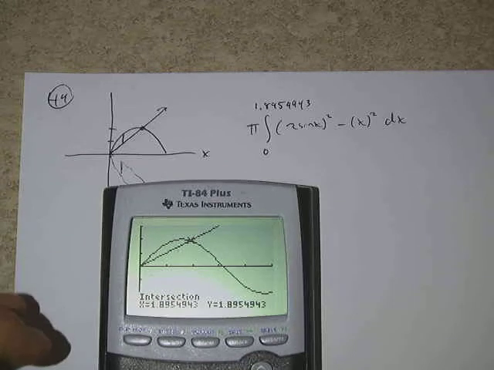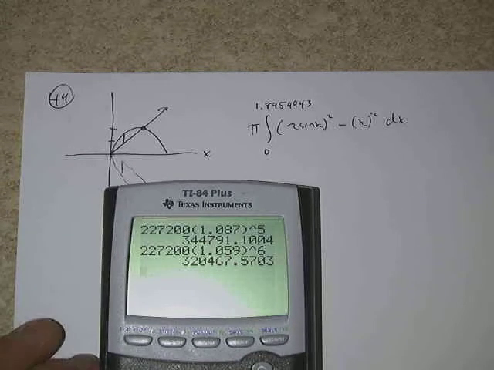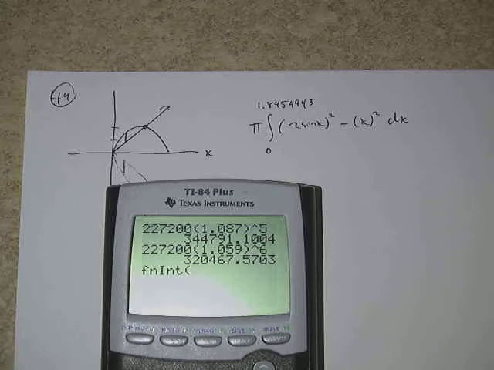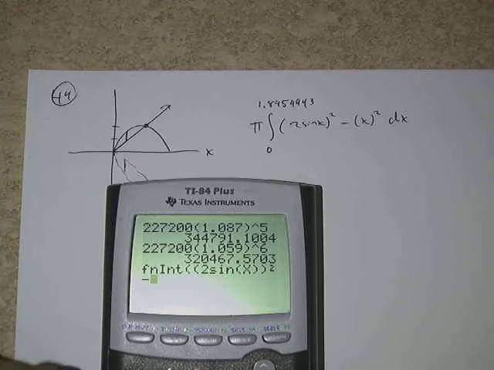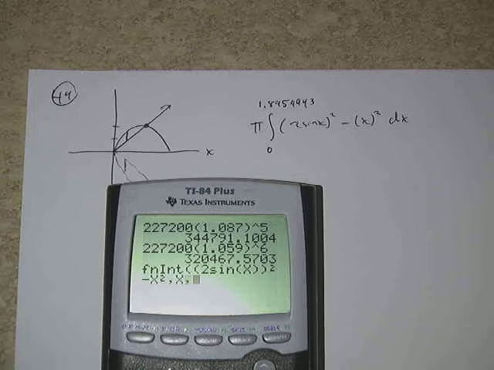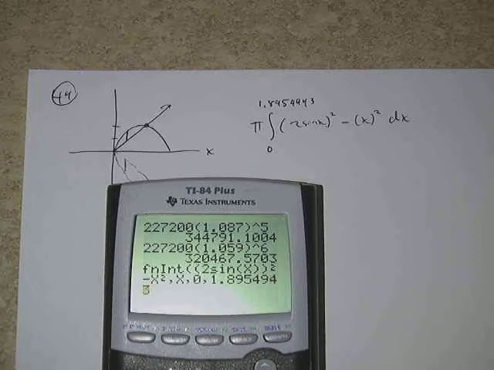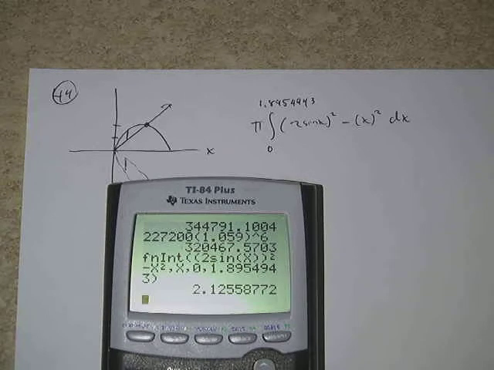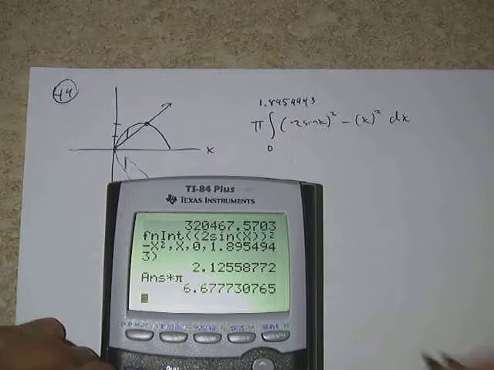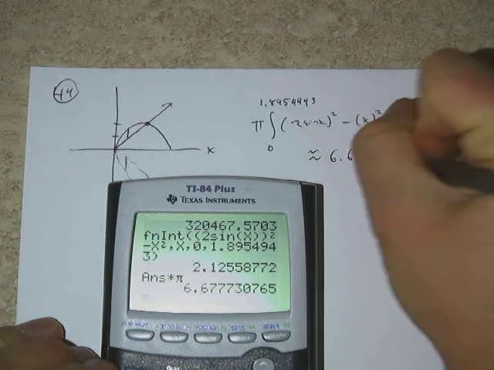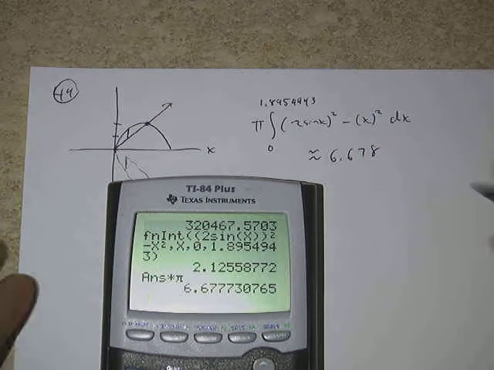So that would do it for that part, and from there it's just a matter of using the calculator to come up with an answer. If we use our integral command and type in carefully the integrand, 2 sine x all squared minus x squared, comma x, comma 0, comma 1.8954943, and we hit enter, we get that. Ultimately that needs to get multiplied by pi, since that's just the area part. So if we go times pi, we get 6.678, which looks like letter D.